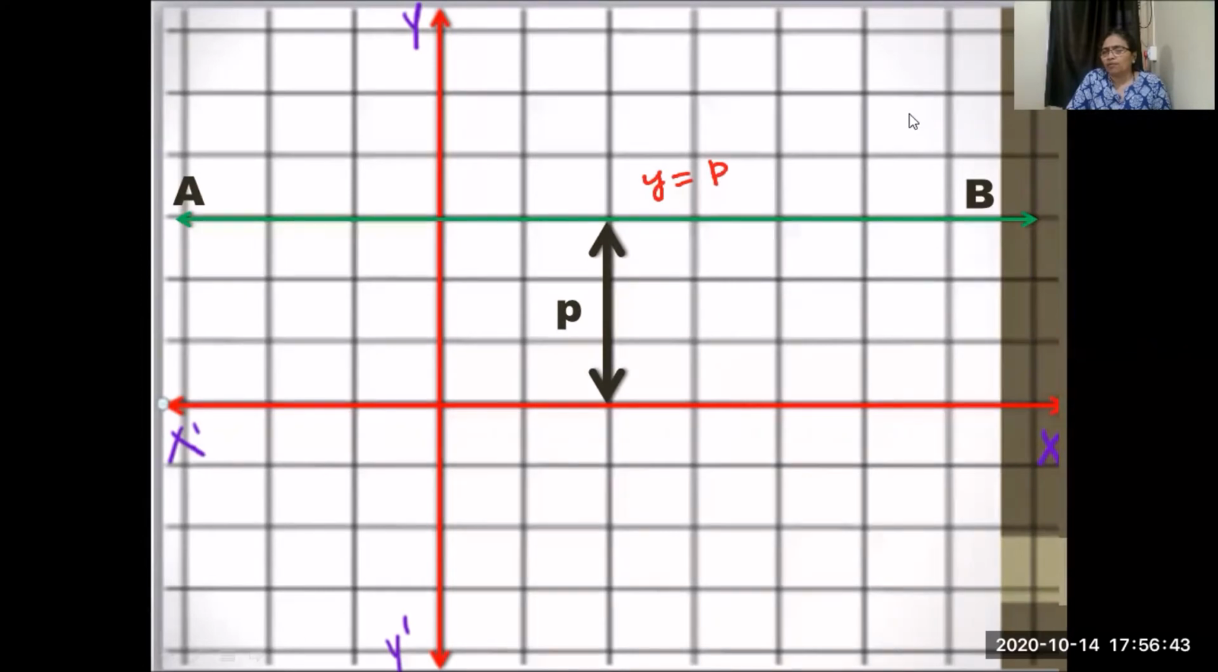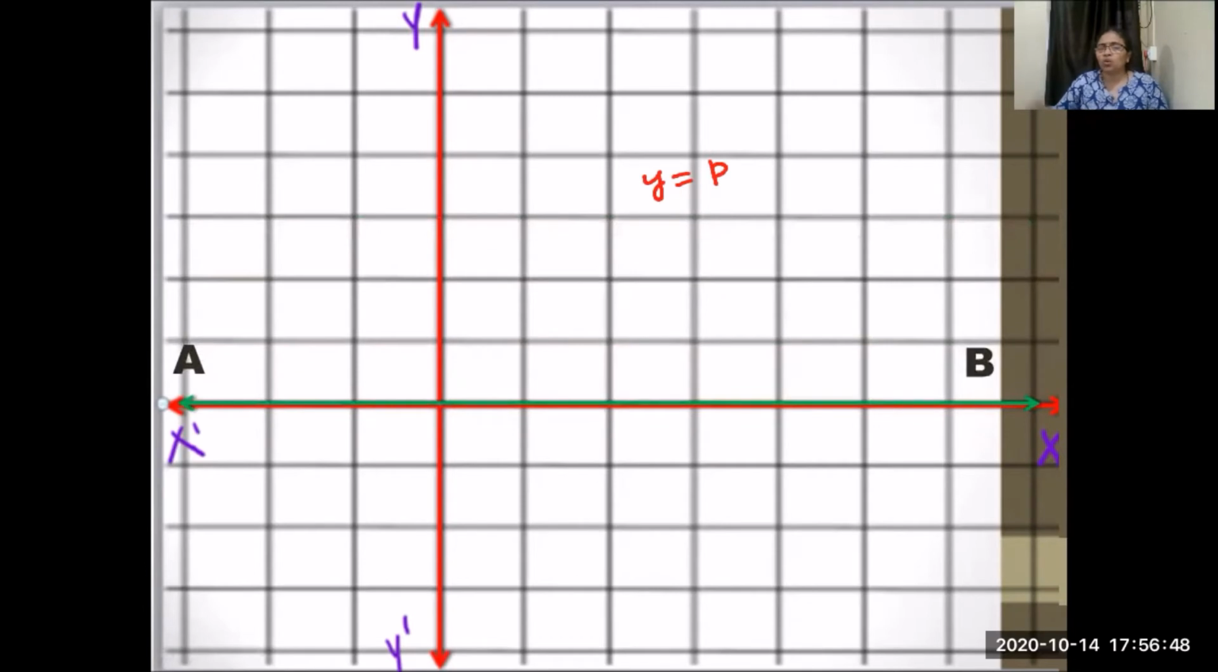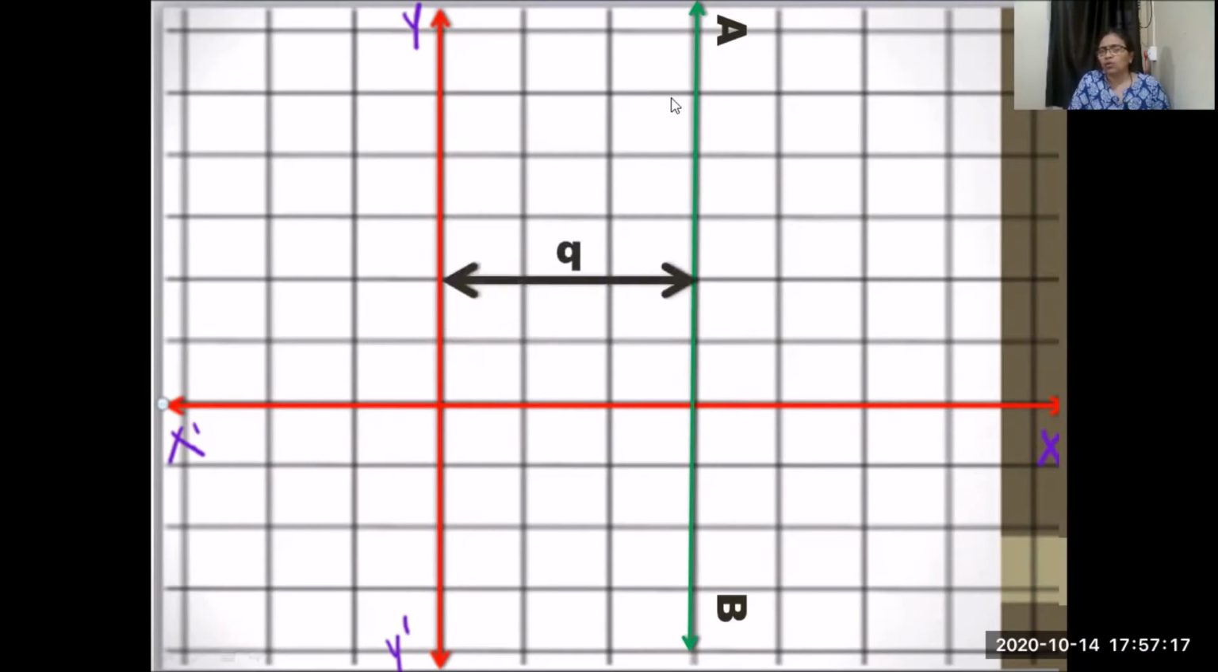Now when it coincides with the x-axis, what will be the equation of AB? The equation of AB now will be y is equal to 0. Similarly, if you have a line AB parallel to the y-axis with a constant abscissa q, what will be the equation of this line? The equation of this line will be x is equal to q.